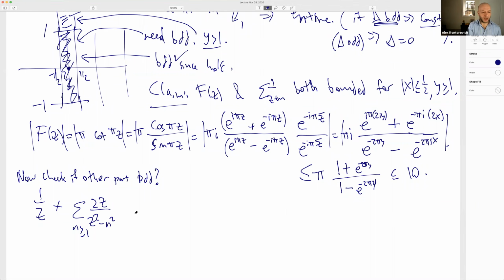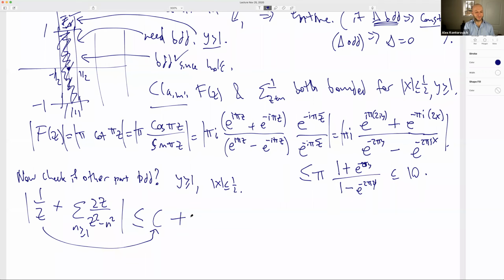Okay. Now I put absolute values. Remember, y is bigger than 1, and x is between minus a half and a half. We're looking in this part. And by symmetry, the same thing is going on down here. 1 over z, beautiful. We're at least 1, so this is a constant. I don't care about the 1 over z, so the 1 over z is bounded by a constant. Here, I'm bounded by, let's see, the absolute value of z in the numerator. And now what can I say about the denominator?